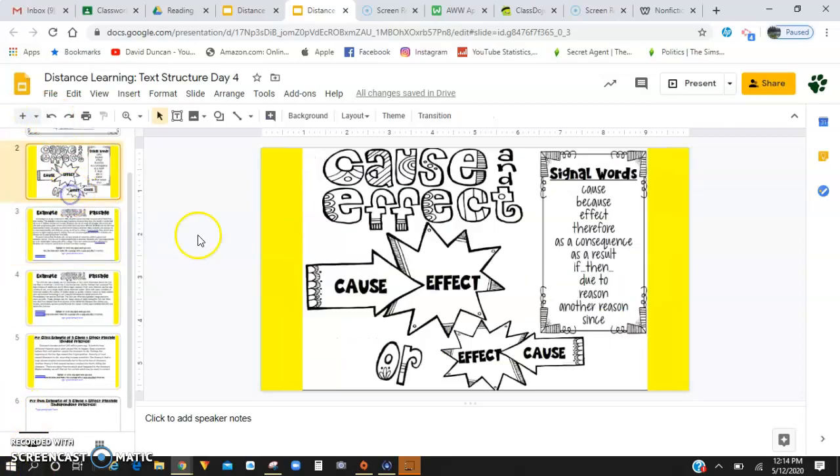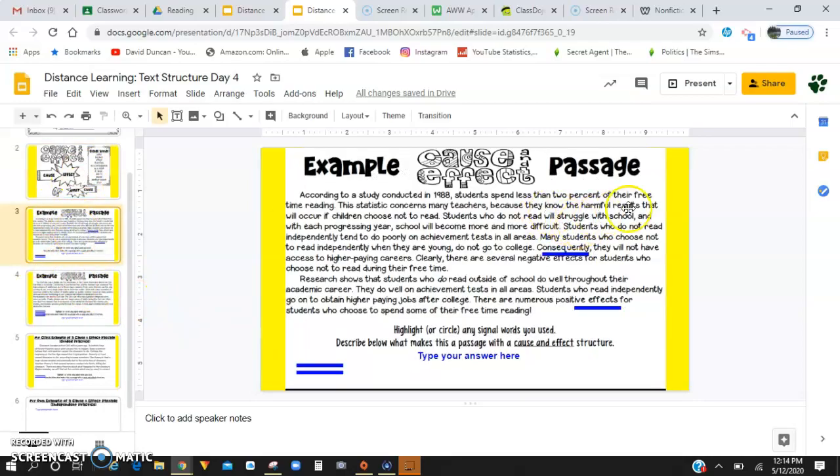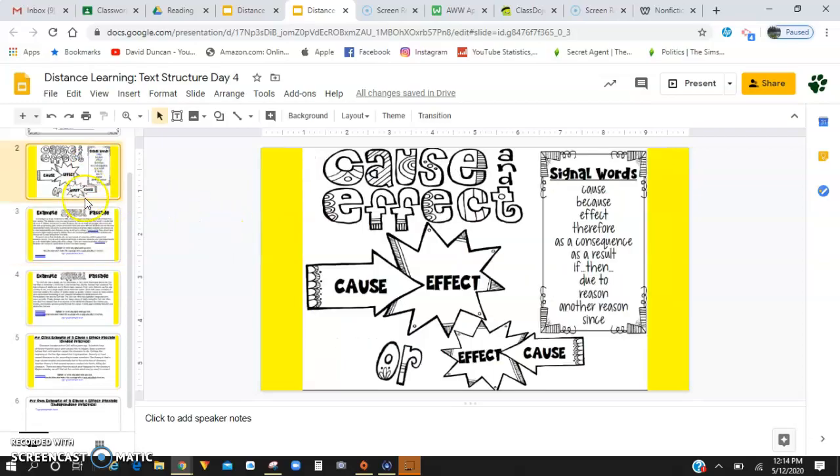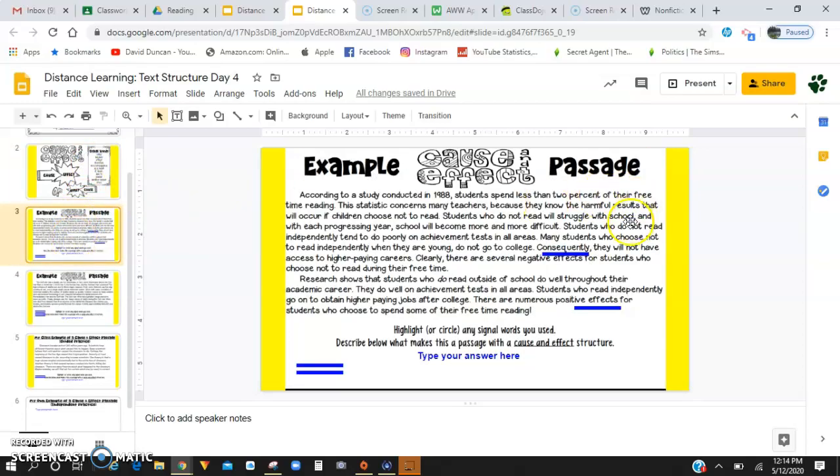Let me go back to look at my chart. Therefore, if, then, due to, reason, another reason, since. Let's see here. Did I say results as one? Oh, yep, as a result. So I'm going to say, even though it says harmful results, it's still talking about a result. So I'm going to go and underline that one. I found it's easier to move these little lines around with the cursor than with the mouse.